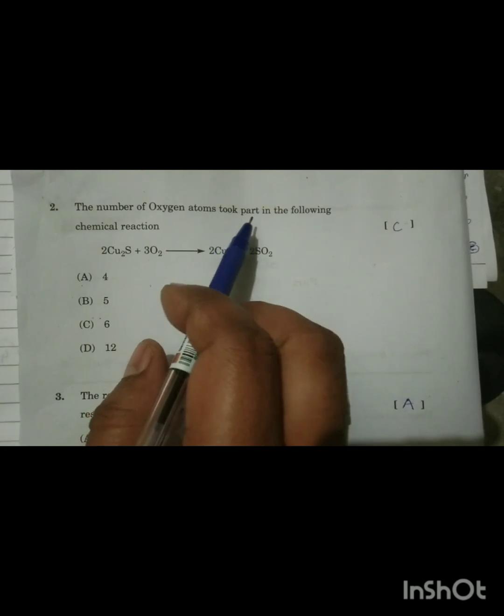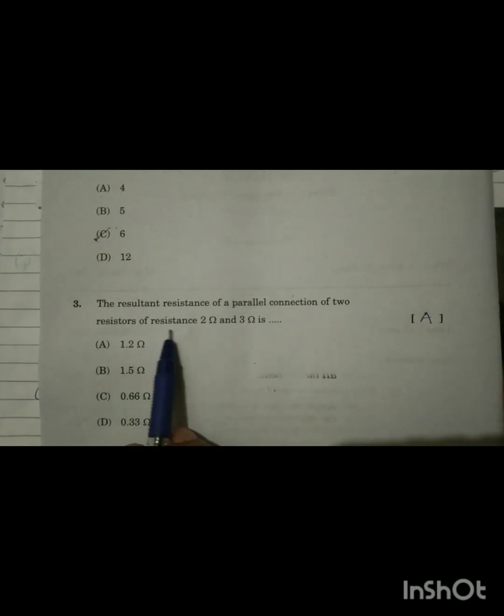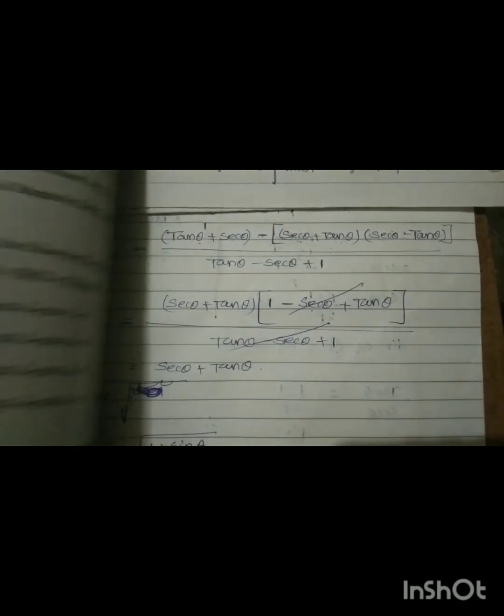Now coming to the second MCQ, the number of oxygen atoms that took part in the following chemical reaction, because here 3 into 2 gives 6 oxygen atoms, so option C. The resultant resistance of a parallel connection of two resistances, 2 ohms and 3 ohms, so R1 into R2 by R1 plus R2, 2 into 3, 6 by 5. 6 by 5 is nothing but 1.2, option A. The modern periodic table is constructed based on the properties of the elements' atomic number. What is the answer? The answer is option B.